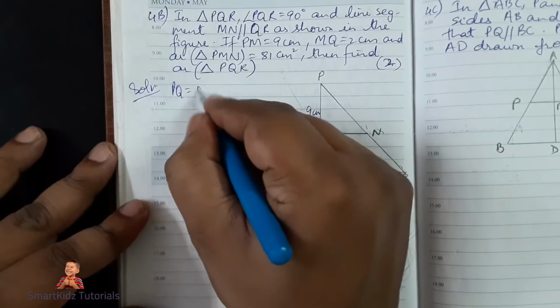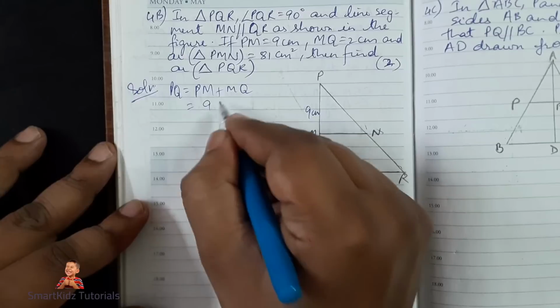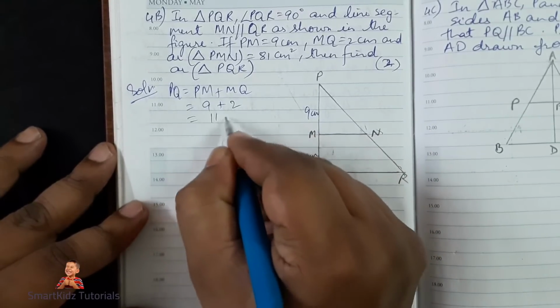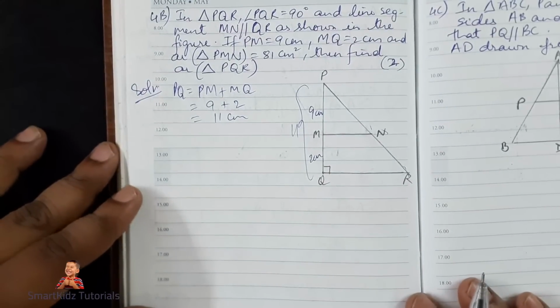PQ is equal to PM plus MQ. PM is 9 and MQ is 2. So total 11 centimeter. So this full thing is 11. That's all that I'm trying to show here.